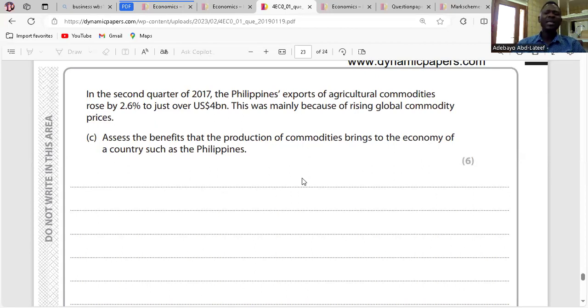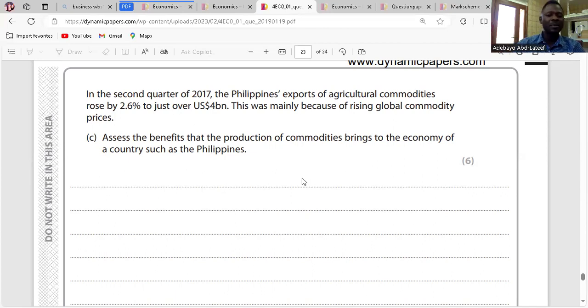Two, it increases the country's GDP and contributes to the growth of the economy. When there's natural resources, one of the factors that improves the production possibility curve or the PPC of the country is increase in natural resources. So if natural resources are increasing, it enables the country to increase its output. As a result, the GDP of the country will increase. That's the second point there.